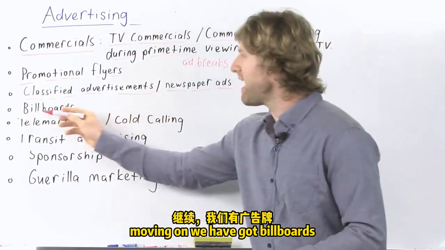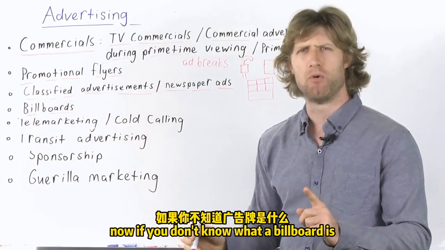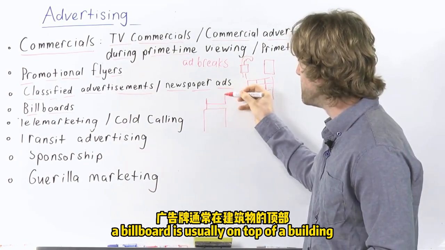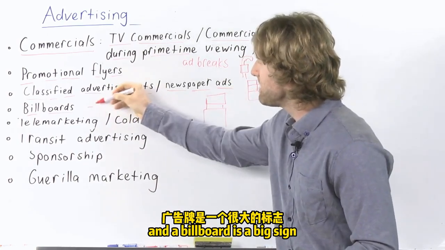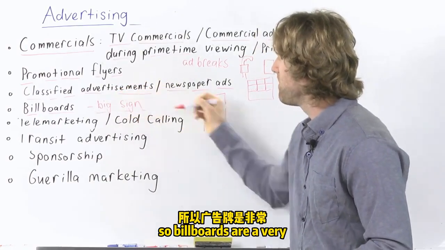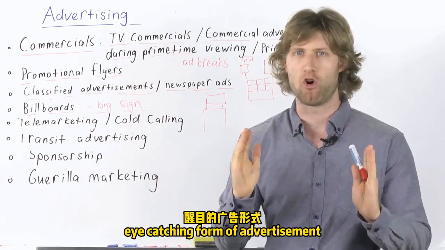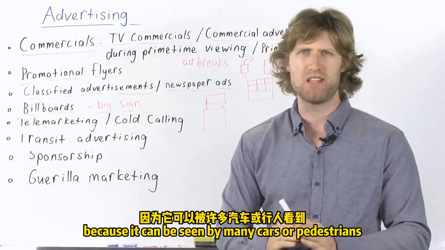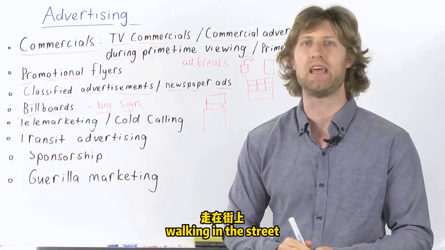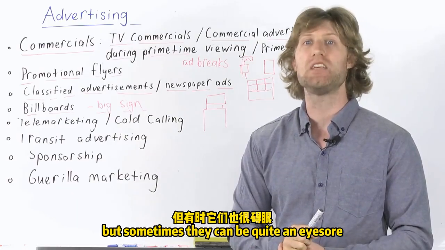Moving on, we have got billboards. Now, if you don't know what a billboard is, it's usually on top of a building, and a billboard is a big sign. So, billboards are a very eye-catching form of advertisement because it can be seen by many cars or pedestrians walking in the street. But sometimes they can be quite an eyesore.